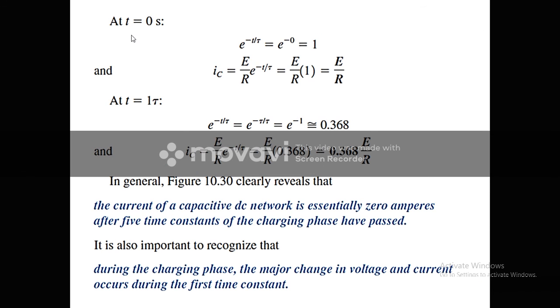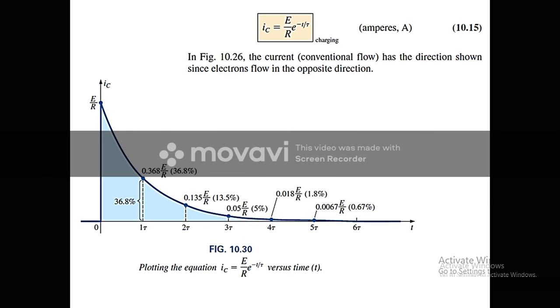If you want to know the current at different times, let's suppose at time t equal to 0, putting t equal to 0 over here, we will get e raised to the power 0, which is 1, meaning I is equal to E by R, the maximum current. At t equal to 0 we will have IC equal to E by R.